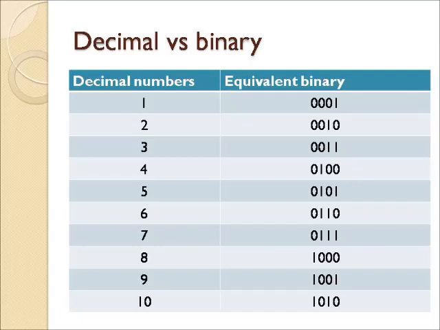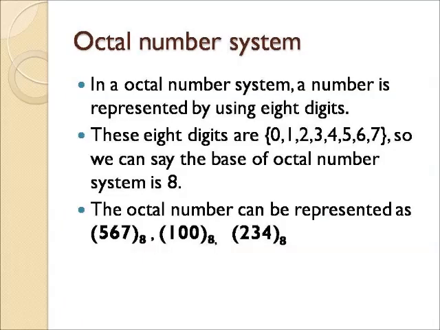The next number system is the octal number system. In the octal number system, the numbers are represented using 8 digits, from 0 to 7. You can just count: 0, 1, 2, 3, 4, 5, 6, 7, 8 digits are there. As we use 8 digits to represent octal numbers, we can say the base of the octal number system is 8.